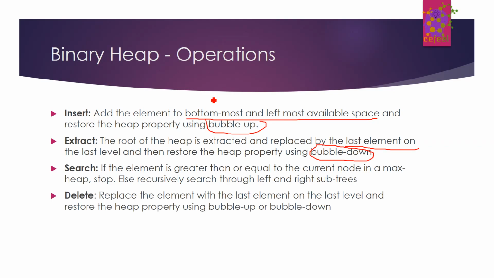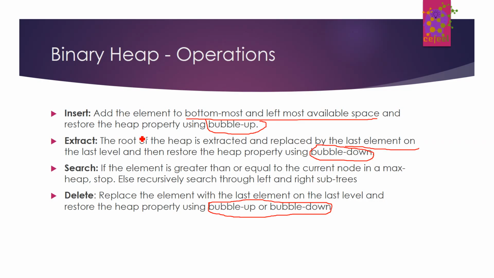Alright, the last one is the delete operation. The delete operation is kind of similar to the extract operation. First of all, whichever element we want to delete, we go and remove that element. Now there will be a vacant space, so we replace that element with the last element on the last level. Once we do that, we have to restore the heap property, and in this case we have to use bubble up or bubble down depending on the case. Depending on the value of the node, we will have to either bubble up or bubble down to restore the heap property.